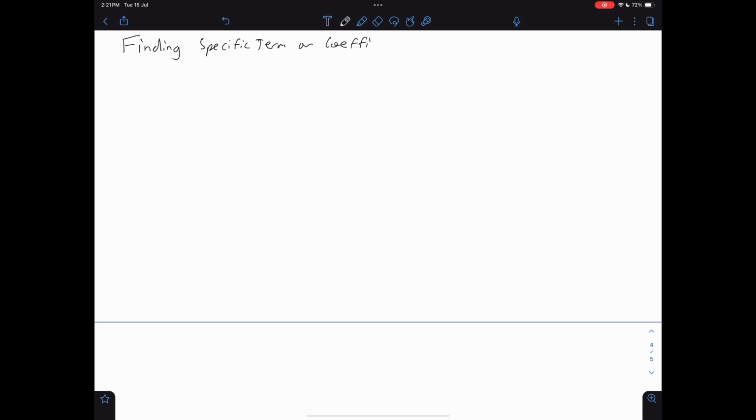So you might have to find a specific term or coefficient. Now a term, in general, will contain a letter. It doesn't have to, but if it asks you, for example, for the term with x squared, then it's going to contain a letter. But the coefficient is just the number.